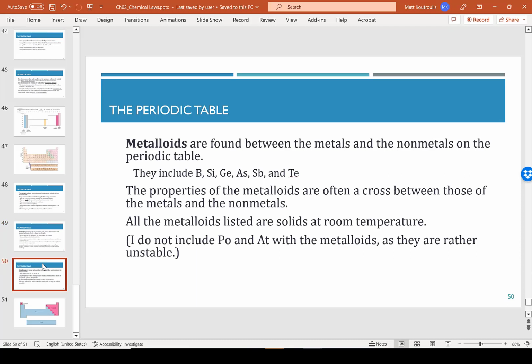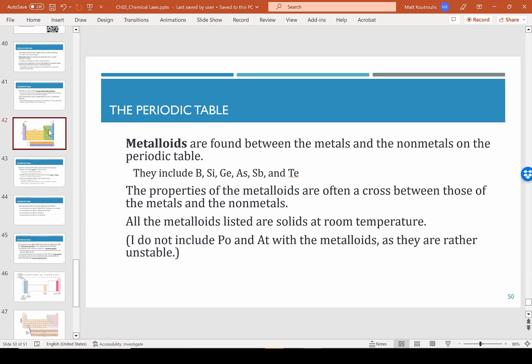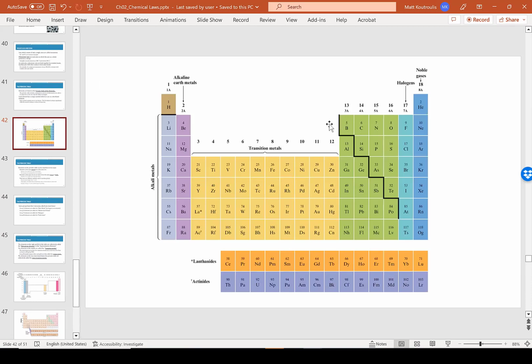Metalloids are the ones that can't make up their minds, okay? Because they're right along the bridge, they have properties of metals and nonmetals. So here's a pretty comprehensive list: boron, silicon, germanium, arsenic, antimony, and tellurium. And how do we figure that out? Well, we look at the line and we go, are you to the left or to the right of the line? If you're on the left or the right, you are a metalloid with only one exception, and that is aluminum. Aluminum is definitely a metal.